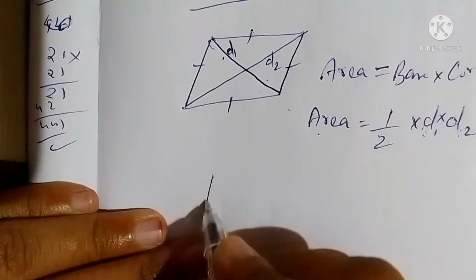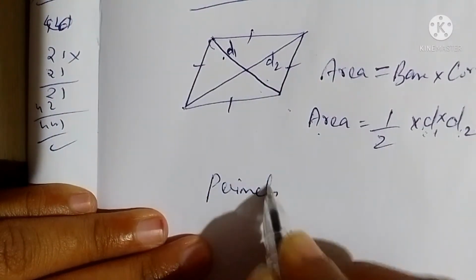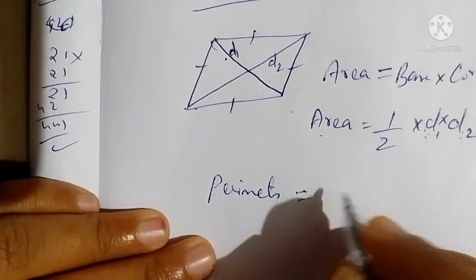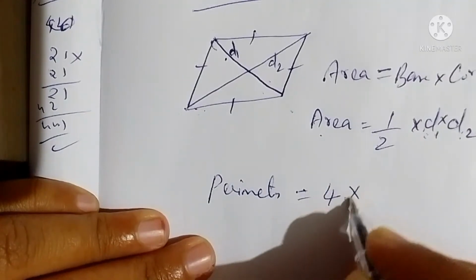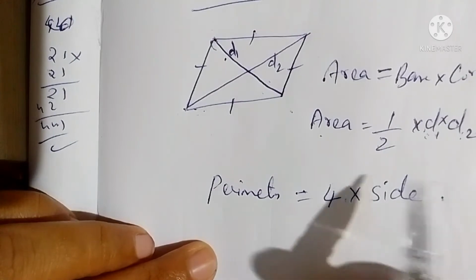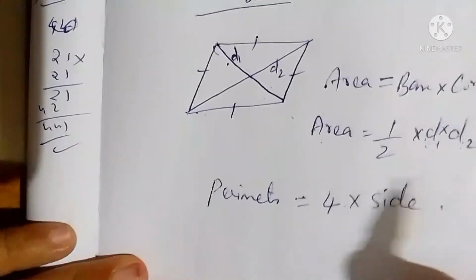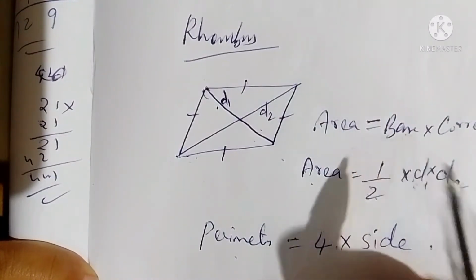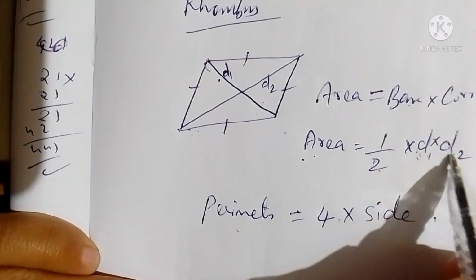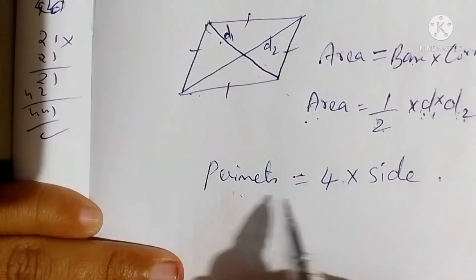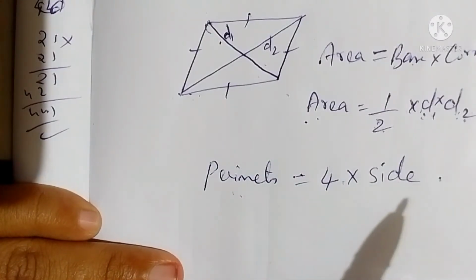Now, how to find the perimeter of a rhombus? We know that all four sides are equal. So if one side is given, perimeter equals 4 into side. This is the formula for finding the perimeter of a rhombus. So for the area of a rhombus, two formulas are there: either base into corresponding height, or area equals half into D1 into D2, where D1 and D2 are the lengths of the diagonals of the rhombus. And perimeter of a rhombus equals 4 into side.